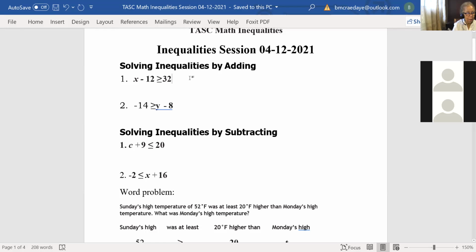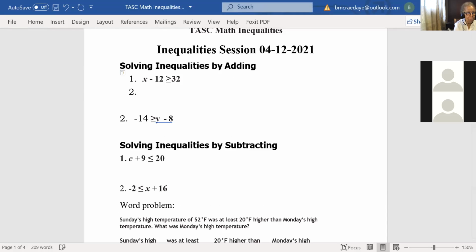Now, x minus 12 greater than or equal to 32. What would be the x? Maureen, what would be x? It's unknown. What are you going to do to both sides of the inequality? How do you solve for x? What do you do first?